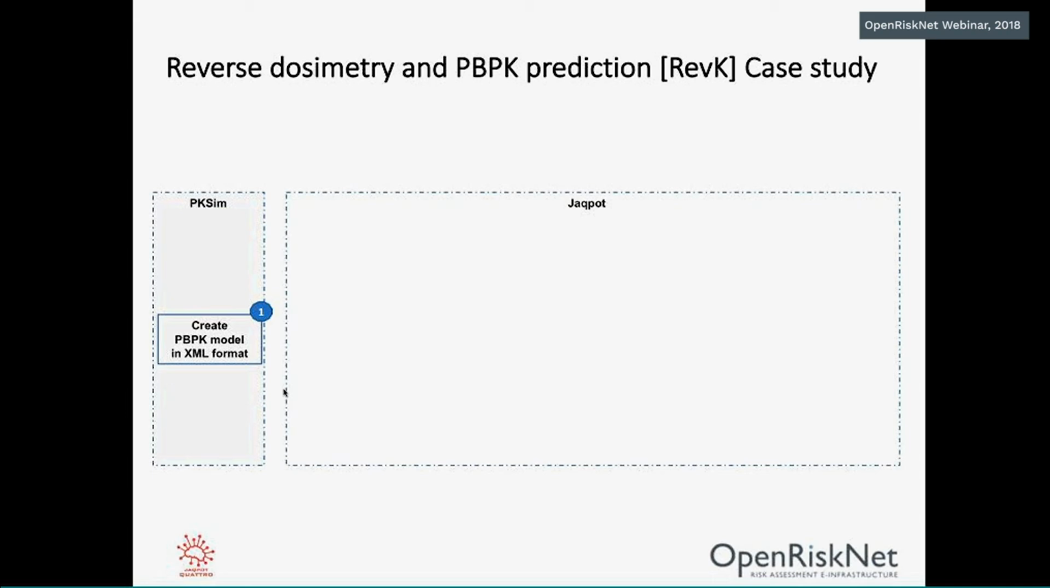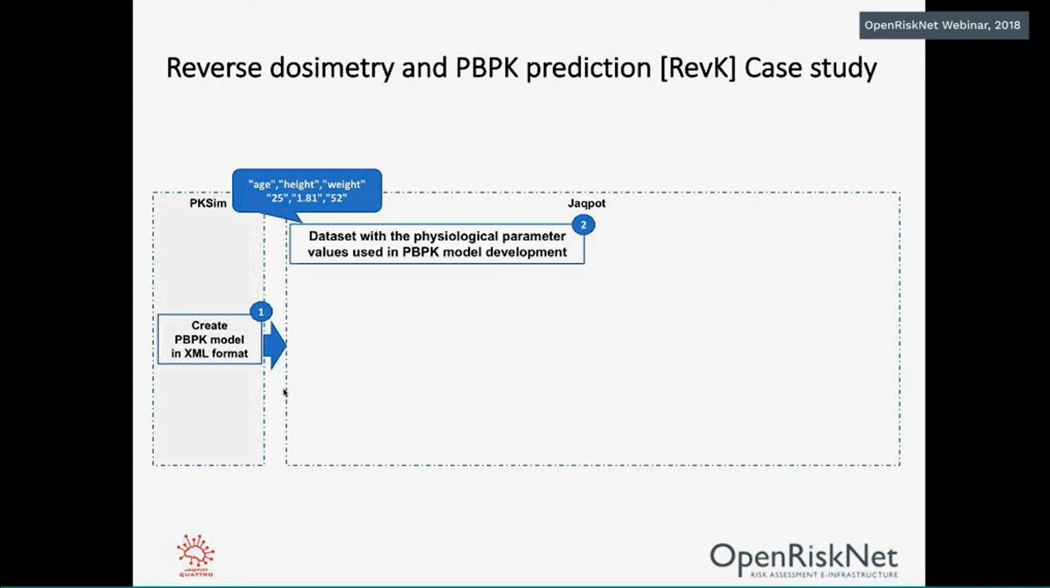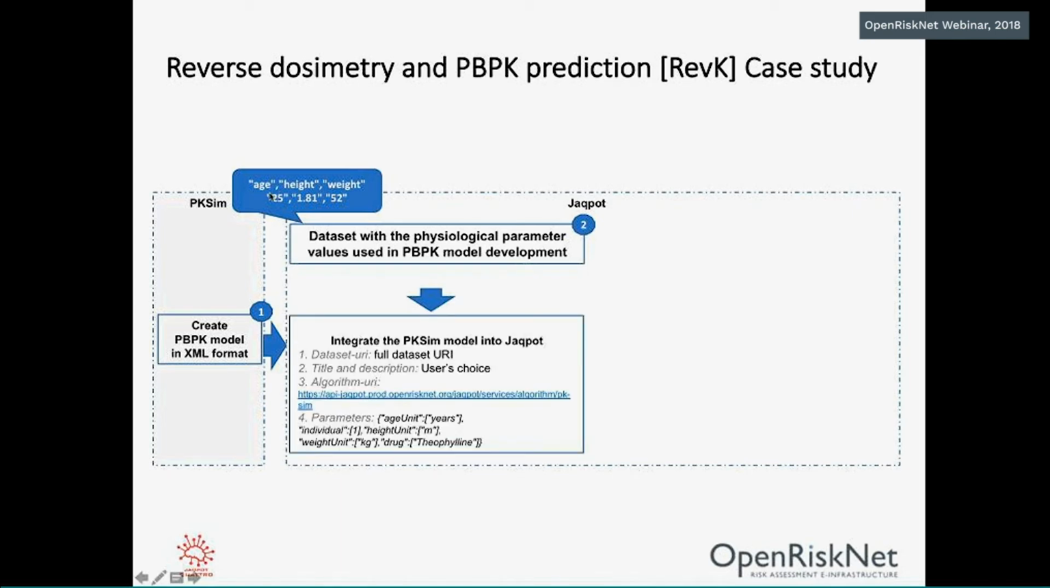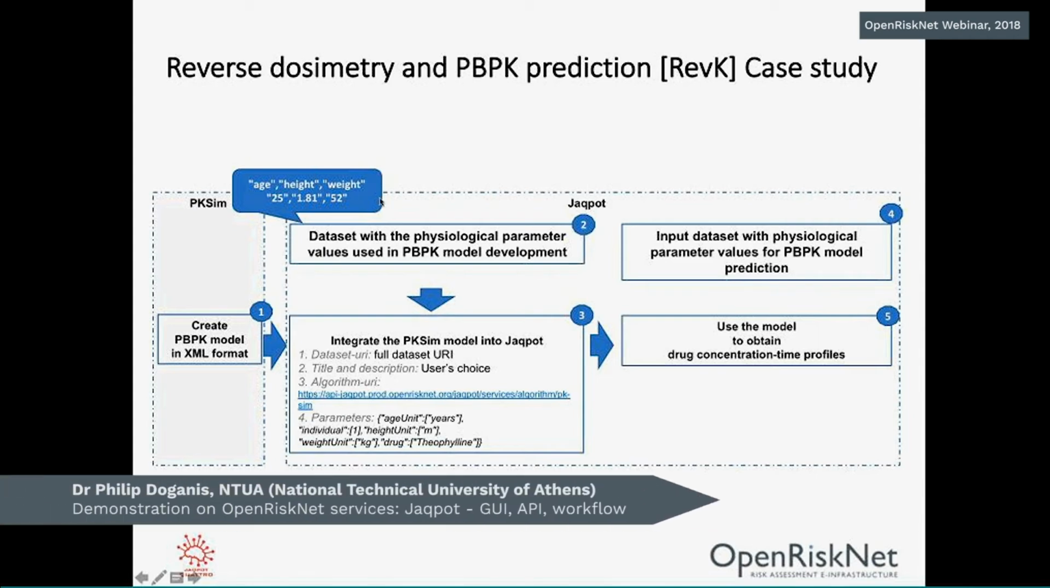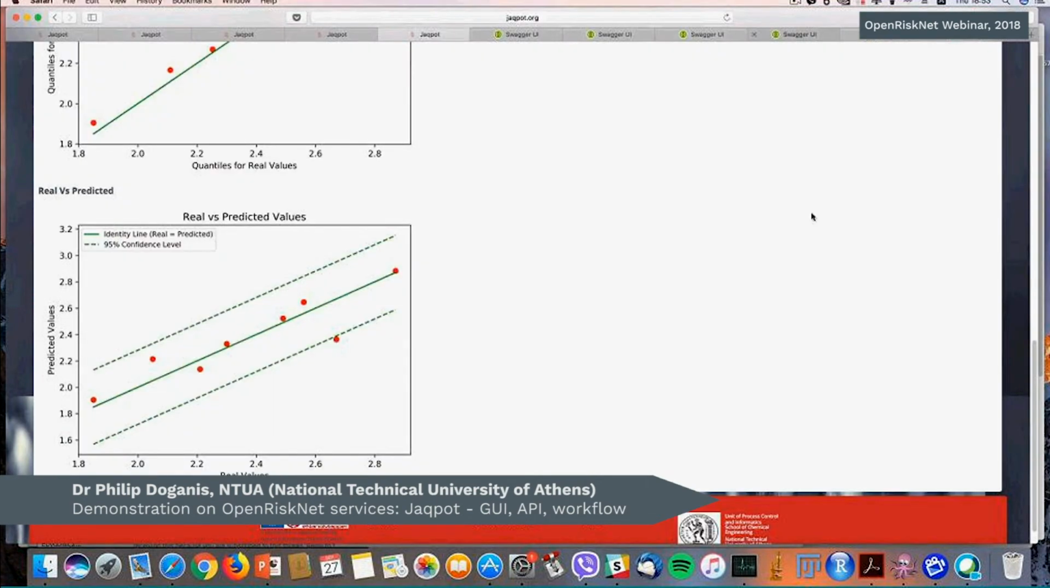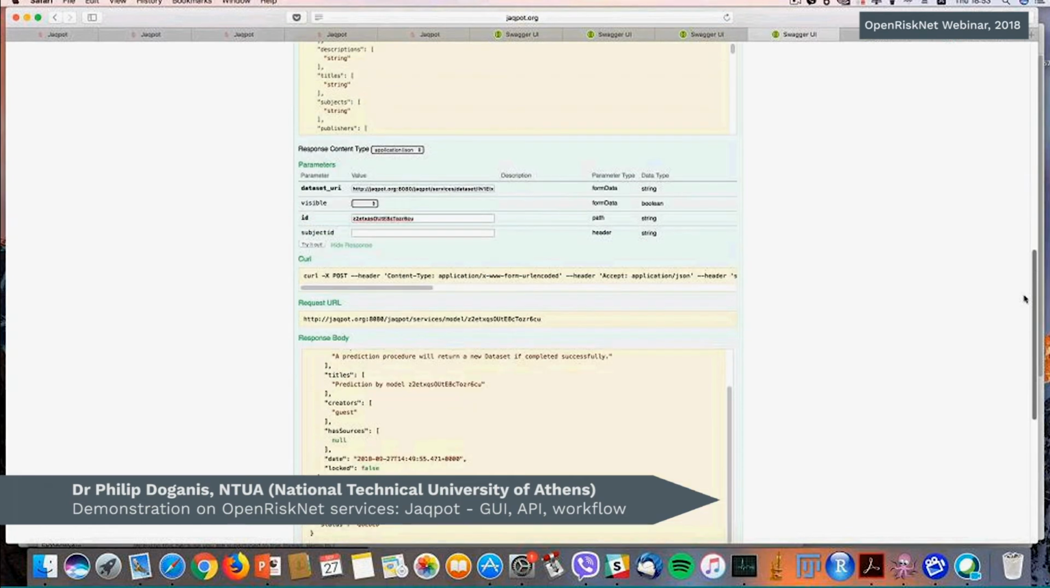PKSIM. It wouldn't make any sense to try to integrate that in a web application, because it's too complex. And we will provide it with information about how the training was done, what age, height, and weight combinations were used. We'll integrate that PKSIM model into Jaqpot, and if we have that, we can input another data set with different age, height, and weight combinations in order to get drug concentration and time profiles.